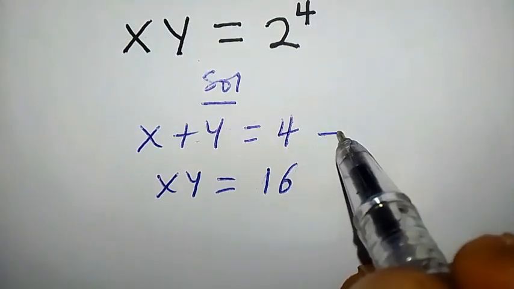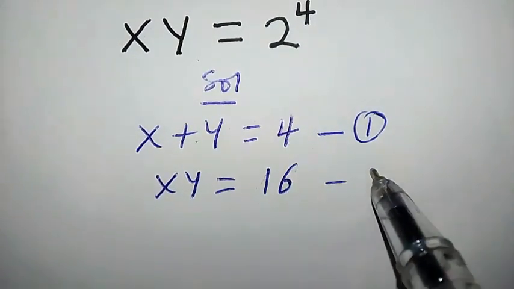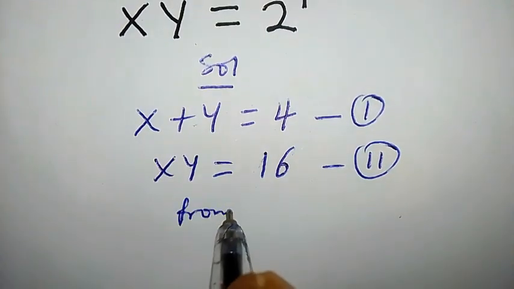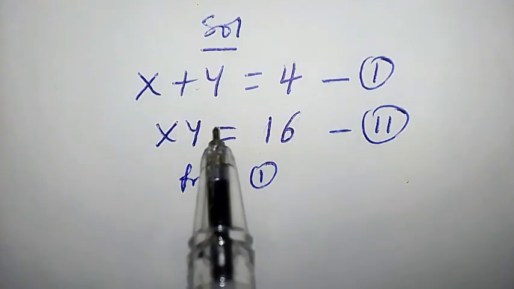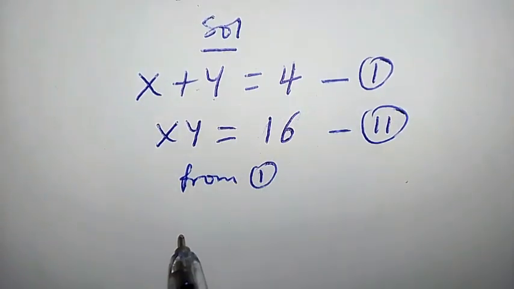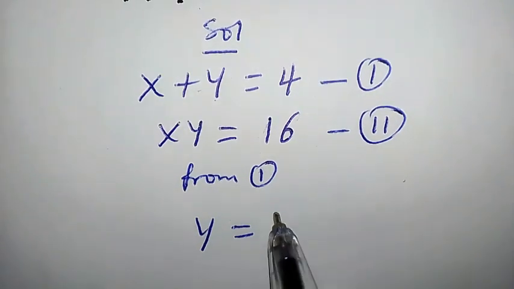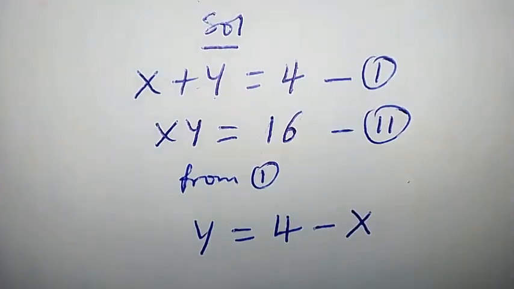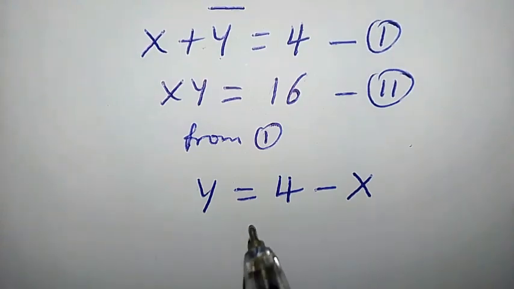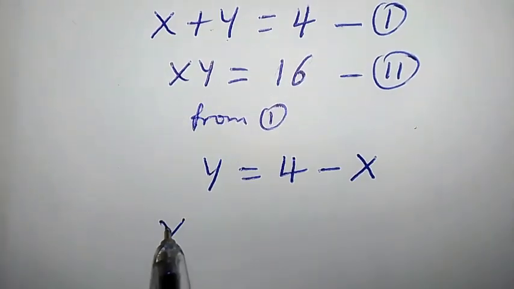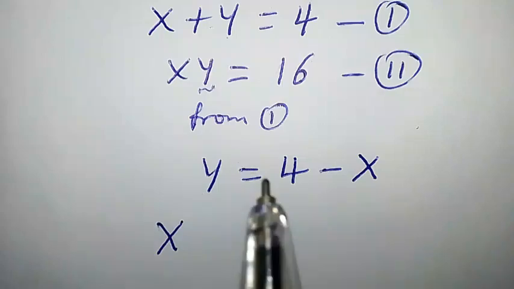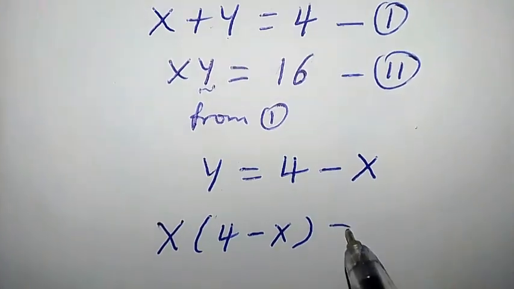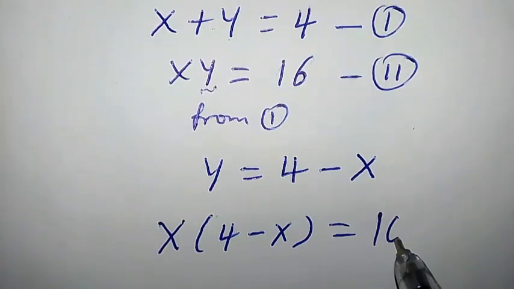Now, let's call this the first equation and let's call this equation 2. From equation 1, let us make y the subject of the formula. So we're going to have y equals 4 minus x when we transfer this to the right side. Now let's substitute this into equation 2. So we're going to have x times, we now replace y with this, 4 minus x, equal to the right hand side, 16.